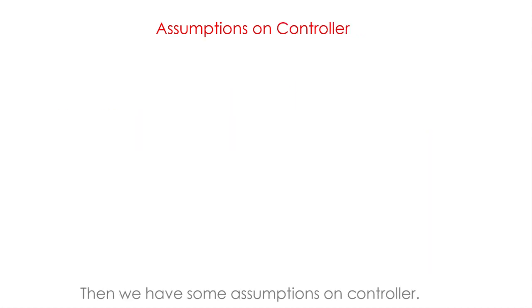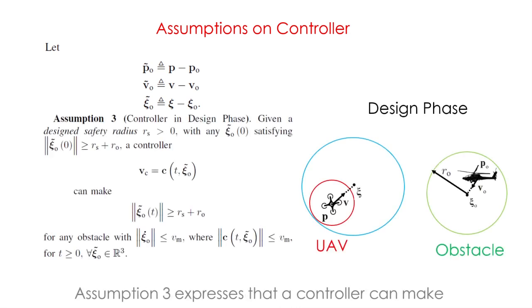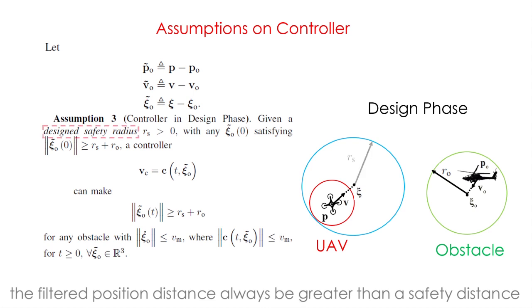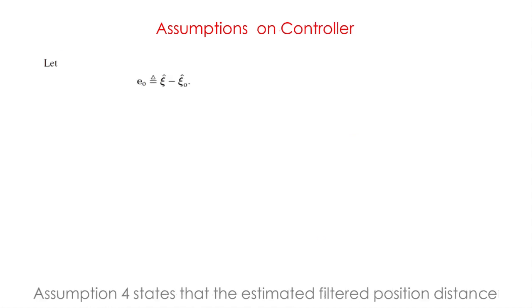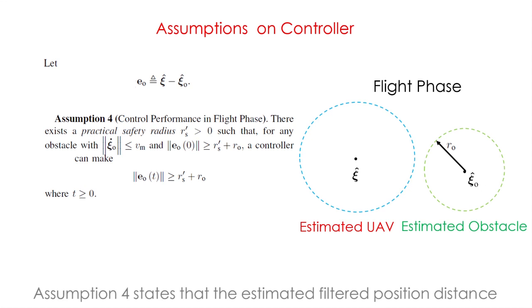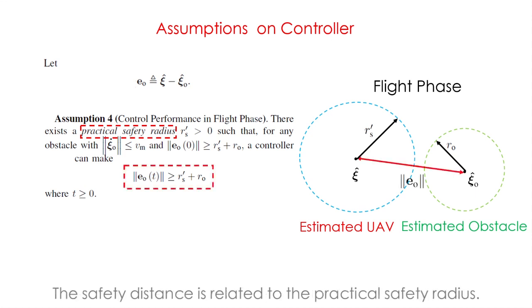Then we have some assumptions on controller. Assumption 3 expresses that a controller can make the filtered position distance always be greater than a safety distance in design phase when a design safety radius is given. Assumption 4 states that the estimated filtered position distance is always greater than a safety distance in flight phase. The safety distance is related to the practical safety radius.